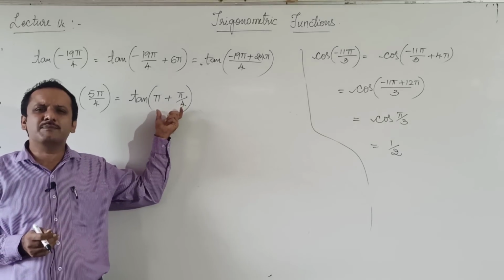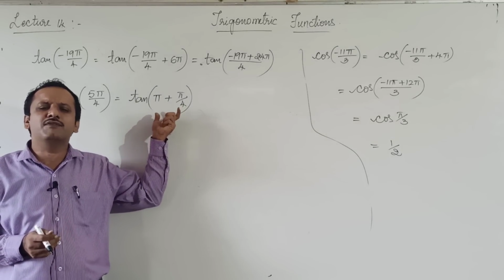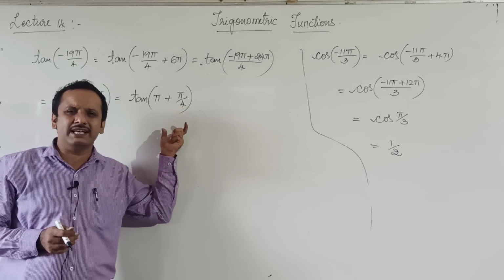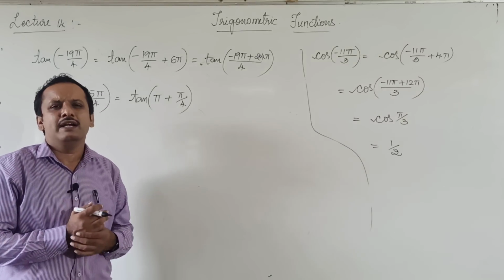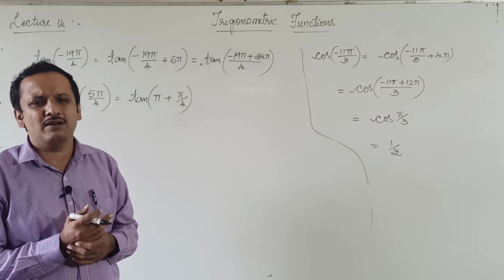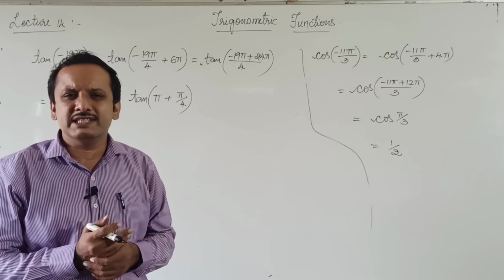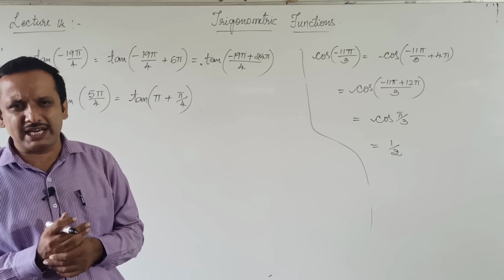Pi plus pi by 4. I want to use the formula tan(pi plus theta), that is tan(180 degree plus theta). Tan 180 degree plus theta, what happens? It's in the third quadrant. In the third quadrant, tan is positive.